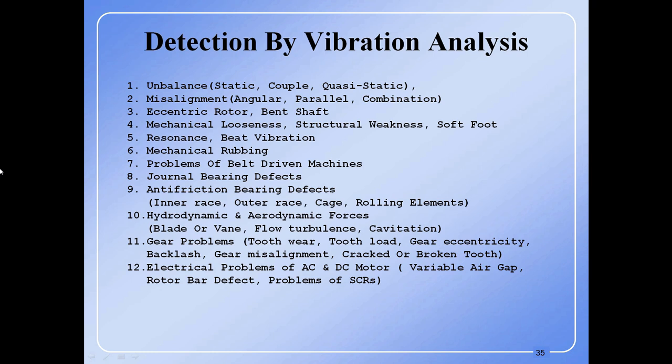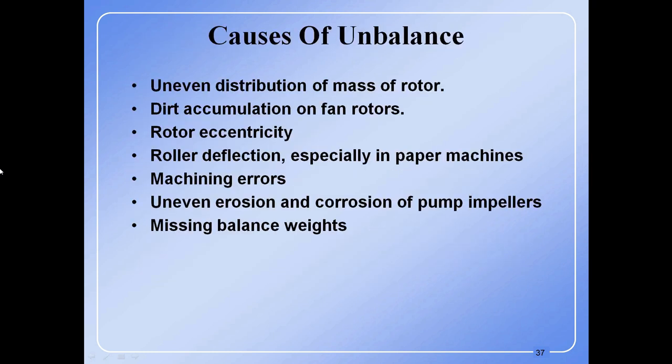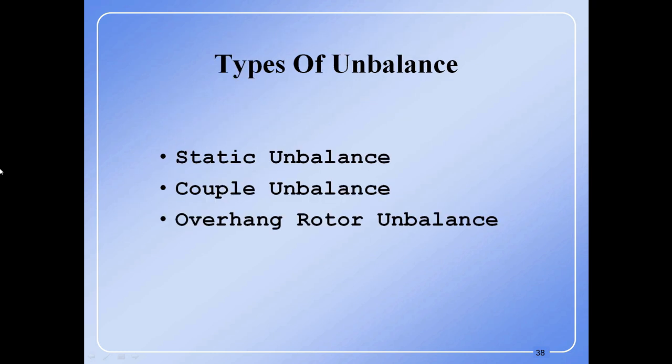Unbalance. Causes of unbalance: uneven distribution of mass of the rotor, dirt accumulation on fan rotors, rotor eccentricity, roller deflection, especially in paper machines, machining errors, uneven erosion and corrosion of pump impellers, missing balance weight. Types of unbalance: static unbalance, couple unbalance, overhung rotor unbalance.